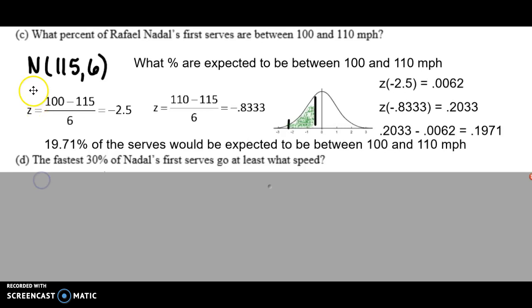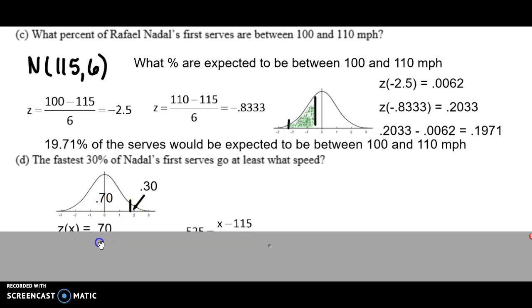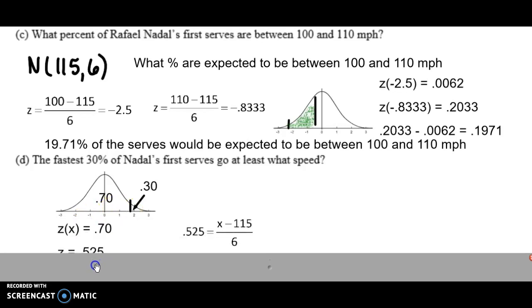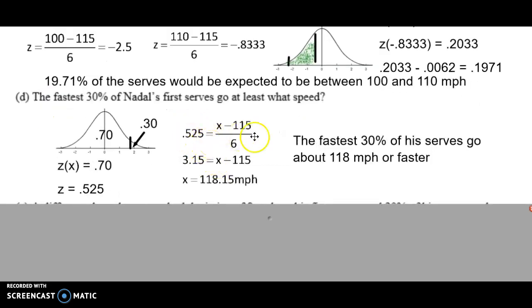The last question is a working backwards question. It says the fastest 30%. That means the top 30, but remember our table tells us the area to the left, so we want to find the z-value at the 70th percentile. That would be a z-value of 0.525. We then plug that value into the z formula and solve for the value instead of solving for z. So we do some algebra here, multiply by 6, add 115, and we get 118.15 miles per hour.